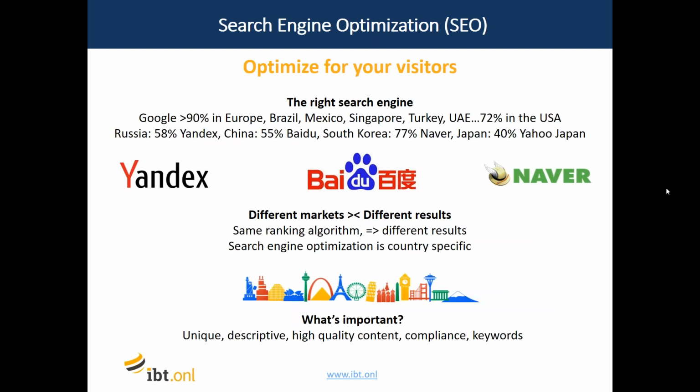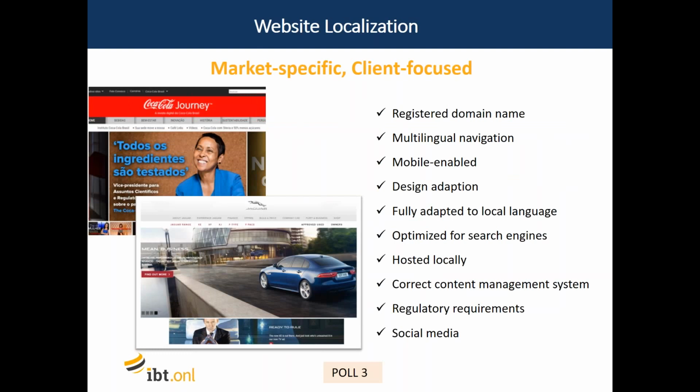So what's really important for all search engines is the high quality content, compliance, and keywords. And we'll talk a bit more about these in due course. I'm not going to spend a lot of time on website localization because we have other webinars about that. I've listed, however, the sort of 10 major features that we think are involved in a localized website.